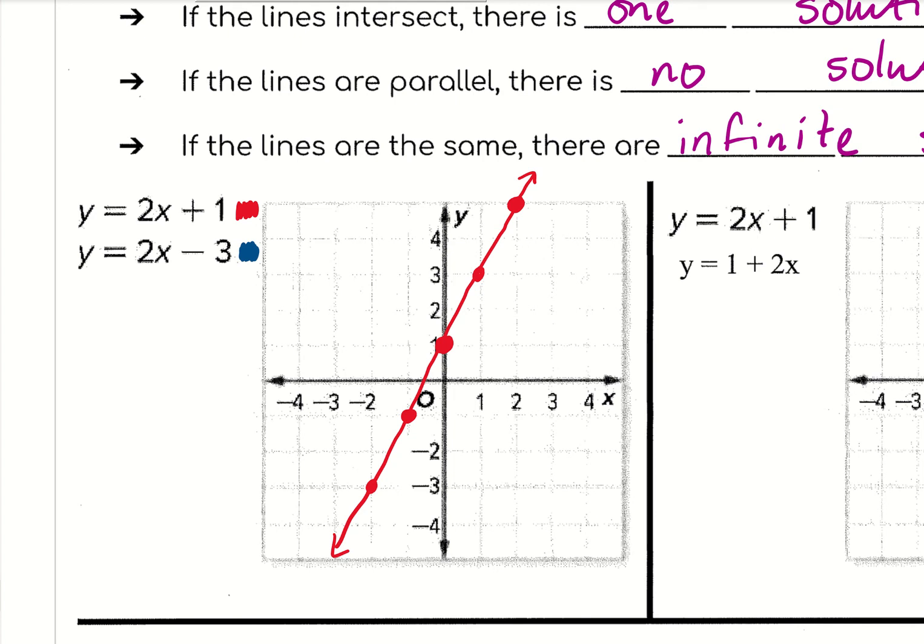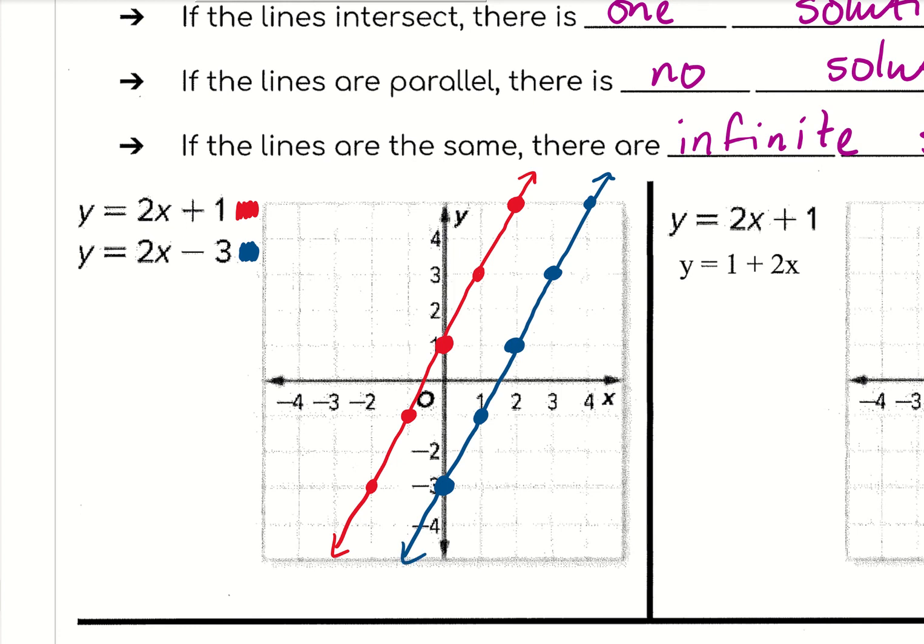All right, and then the second one, we have y equals 2x minus 3. So I'm going to go to my y-intercept, which is -3 right here. And then from there, I'm going to go up 2 over 1, up 2 over 1, up 2 over 1, up 2 over 1, and that's it for this graph.